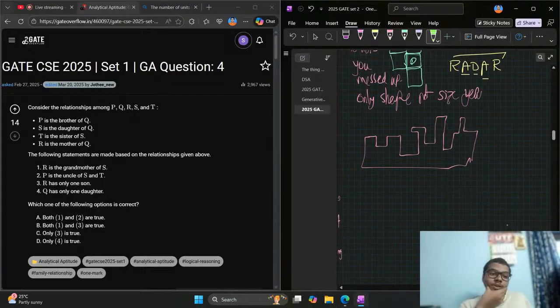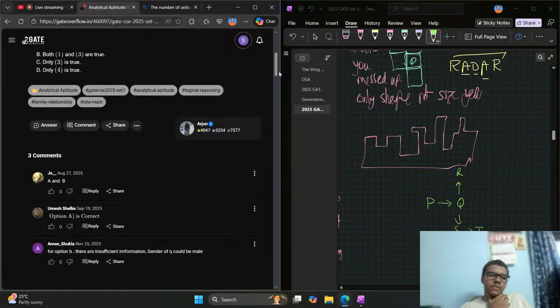Let's check out. P is brother of Q. S is daughter of Q. T is sister of S. R is mother of Q. R is grandmother of S. True. P is uncle of S and T. True. R has only one son, that's false. She has two sons. Q has only one daughter, that's false. 1 and 2 are true. A is A and B. Yeah.